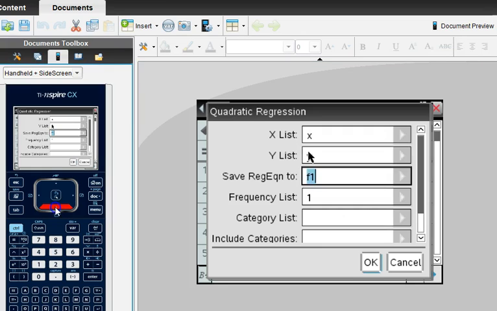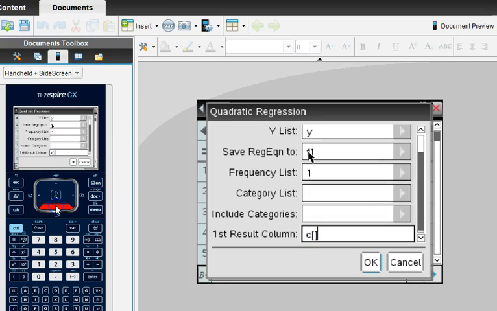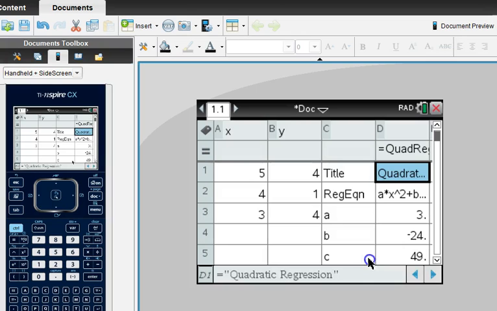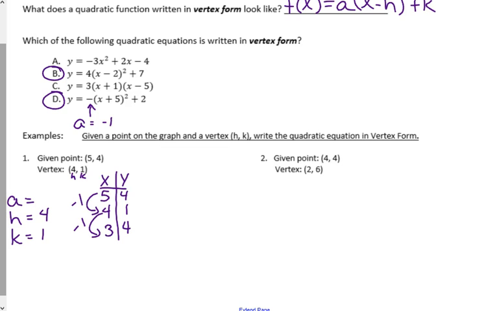And then in the Inspire, I like to scroll down and make sure that my first result column is not A or B, because I do not want to override the data I have, since I can just change the numbers as I go. I do not have to do a quadratic regression every single problem. If I'm doing multiple quadratic regressions using an Inspire, I only have to do the process once. I can just change the points that are there. So I hit OK, and it tells me that my A is equal to 3.